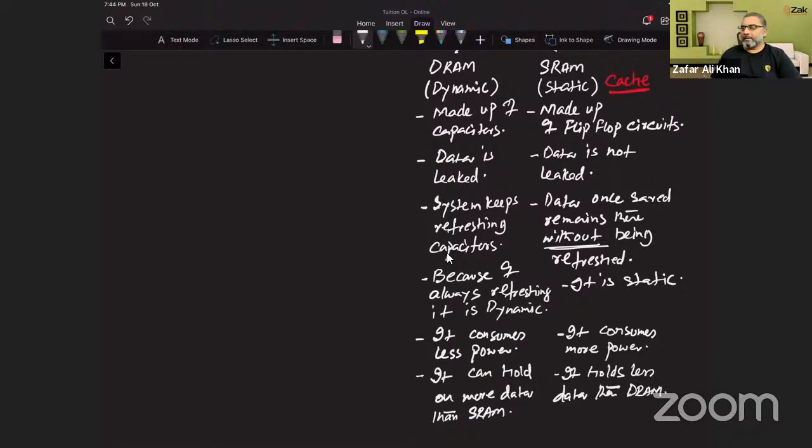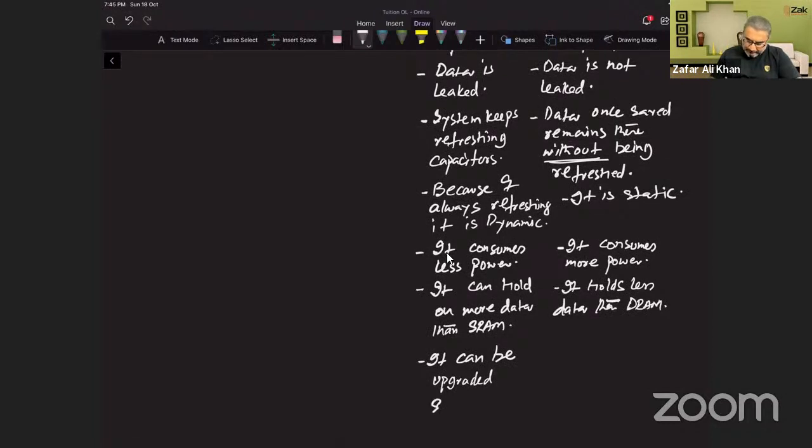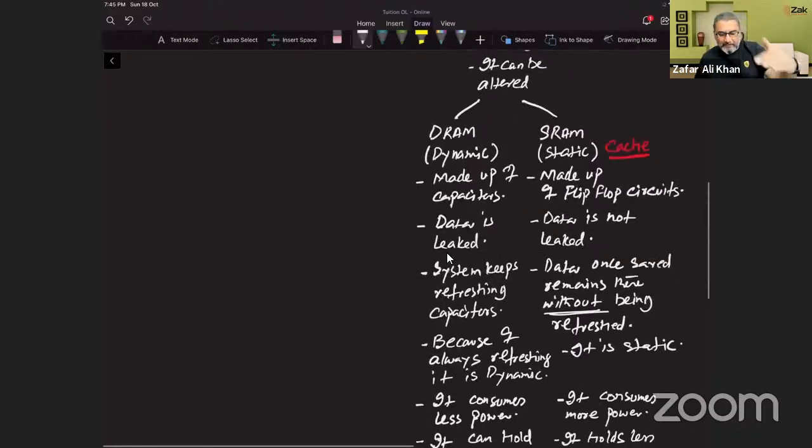ठीक है, it can be upgraded. आपने देखा कि ये तो एक रैम का मॉड्यूल है, आपने निकाला, आपने ज्यादा रैम लगा दी, it can be upgraded separately. Separately means without changing the processor. SRAM cannot be upgraded until the whole processor, because it is inside the processor, is changed. All right. So this is enough for DRAM and SRAM.